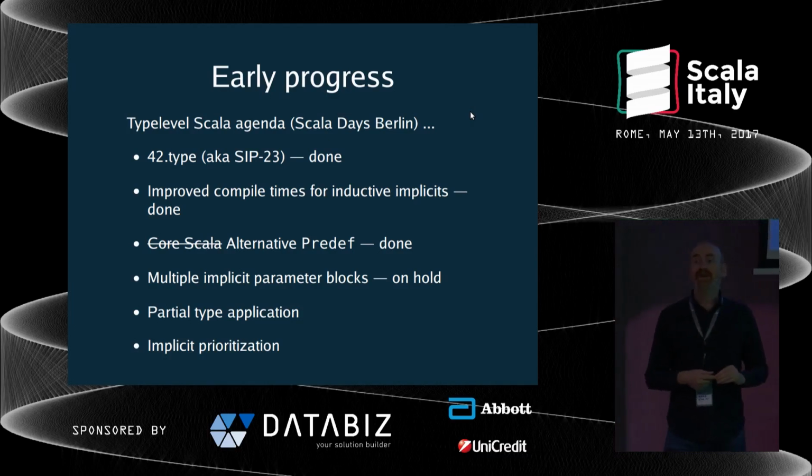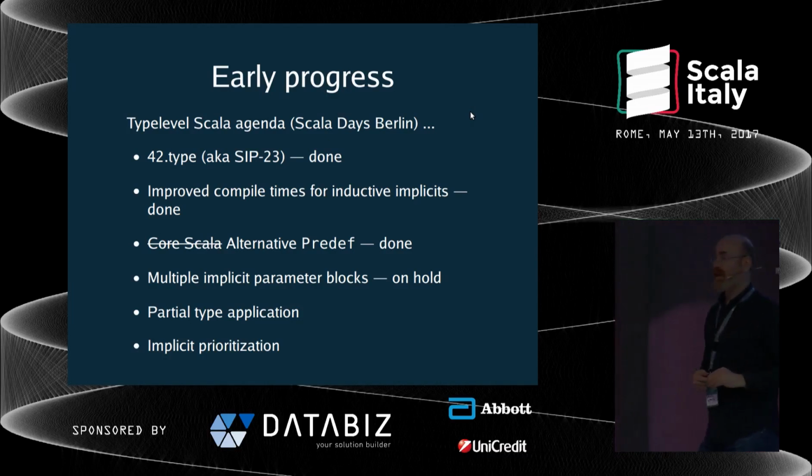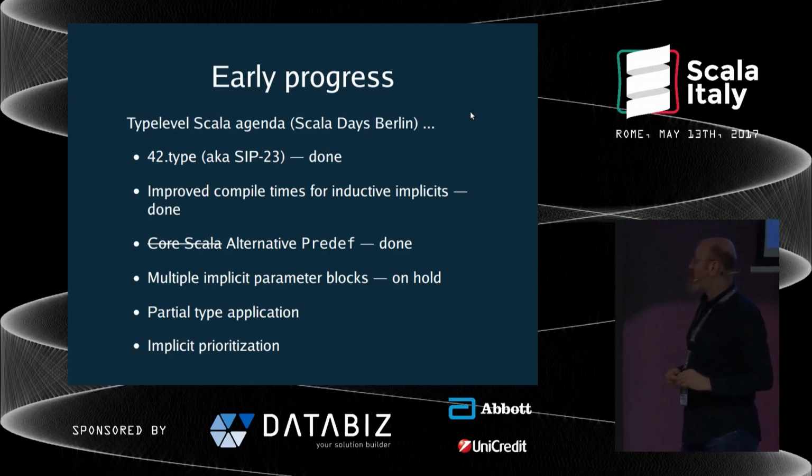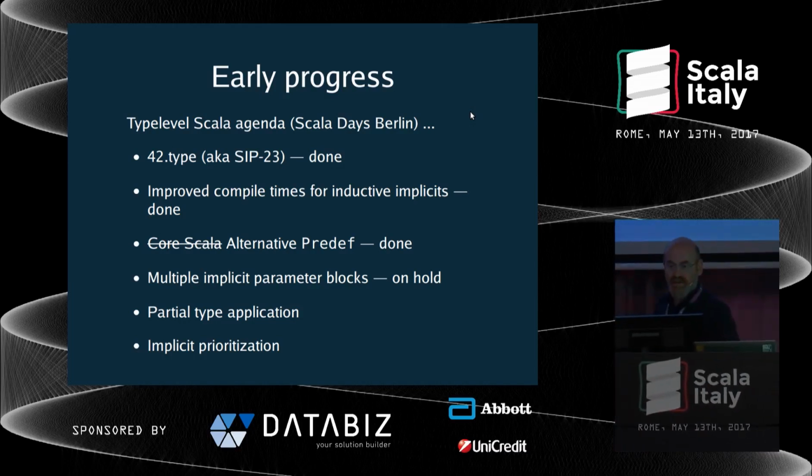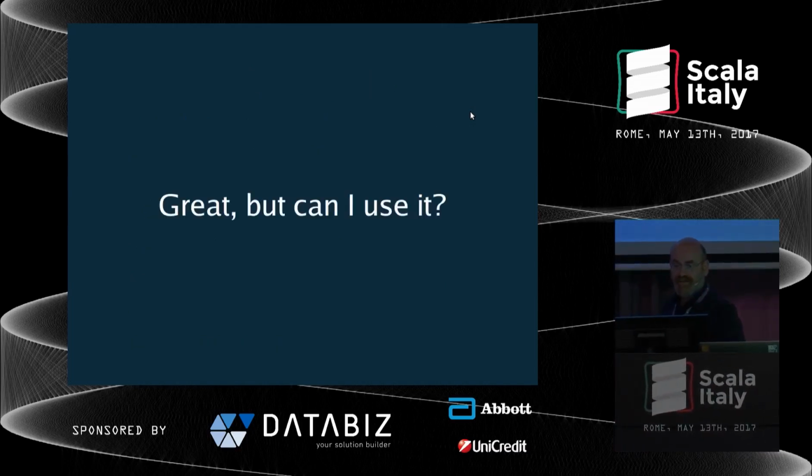It turned out to be surprisingly easy to get a very, very simple version of that up and running. In the end, after having some discussions with Adriaan Moors, I decided to try something a bit more ambitious. So that's on hold for the moment, but I will come back to it at some point. And it will interact with partial type application. Implicit prioritization is, again, that's coming later. Okay, so that's where we've got to.